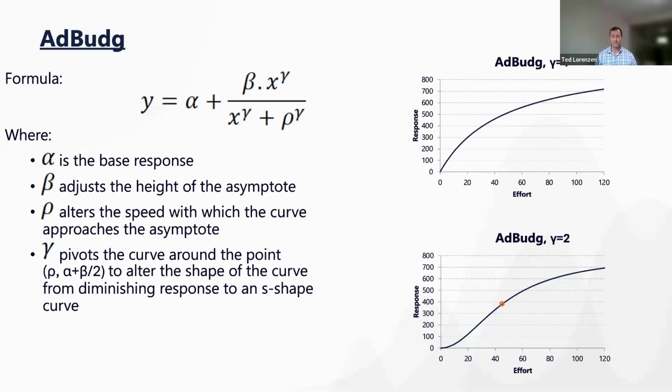What's really fun about AdBudg is, Dave showed us a C curve and an S curve, and you can move between the two with the AdBudg function. As gamma goes from 1, you have a C shape, to increasingly large startup effects as gamma goes above 1. So I've drawn a gamma equals 1 and a gamma equals 2 curve. And there's some language here about an intuitive understanding of the shape: as you increase gamma, the slope of the middle bit tilts around a point that's defined by rho and alpha and beta.